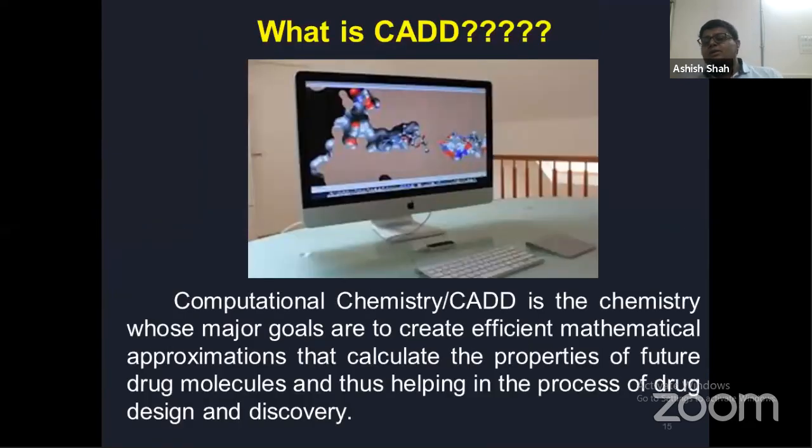Now, what is computational or computer-aided drug design? Basically, computer-aided drug design focuses on mathematical equations. Some mathematical equations are given to the software, and it works on a mathematical approximation, and these mathematical methods are used for predicting drug properties. So computer-aided drug design means efficient mathematical approximation that can calculate properties of future drug molecules and help in the process of drug design and discovery.